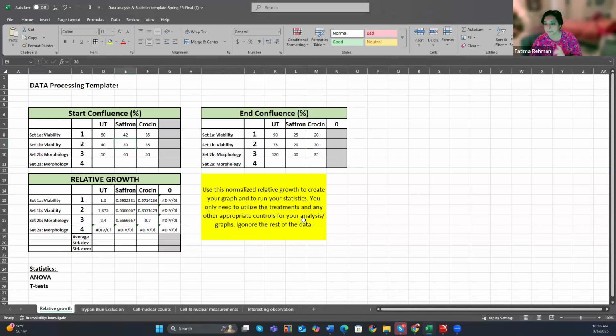Yes, I am. So what it's going to do is allow you to compare between the treatments and between the different sets, because it would have all been standardized and equilibrated to the same level. And that's what we're doing when we do relative growth. We are taking that into account and normalizing it, in this case, to the start confluence. So what did we start with and where did we end?